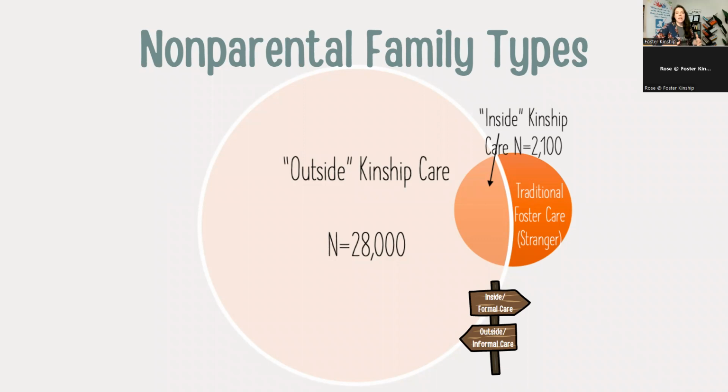In national numbers, for every one child in kinship care in the system, there's about 18 on the outside. Nevada actually has a pretty high placement rate with kin in the system, which we applaud ourselves for. I think that's great. So there's a little bit less of a difference, but still, if you look at the number of kids outside the system compared to the number of kids in the system, it's a huge difference.